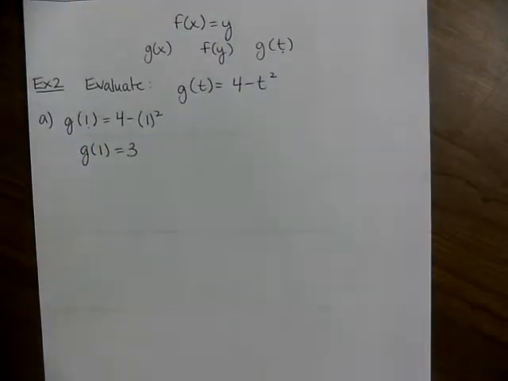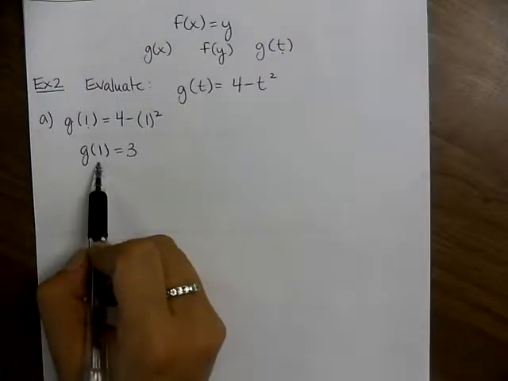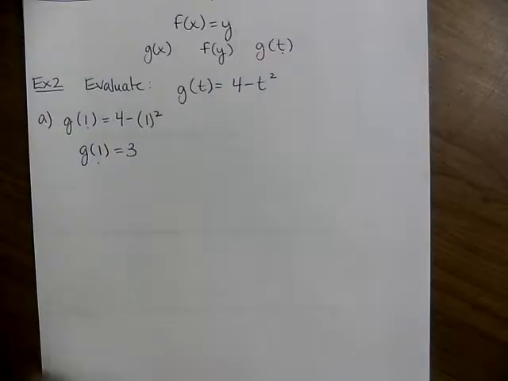Notice how I write my answer. I'm not just writing 3, okay? You have to specify what you're evaluating there. Okay, so you have to write g of 1. Every time you don't do that, it's going to be minus a half. All right, so make sure you make yourself a note. You have to use function notation.